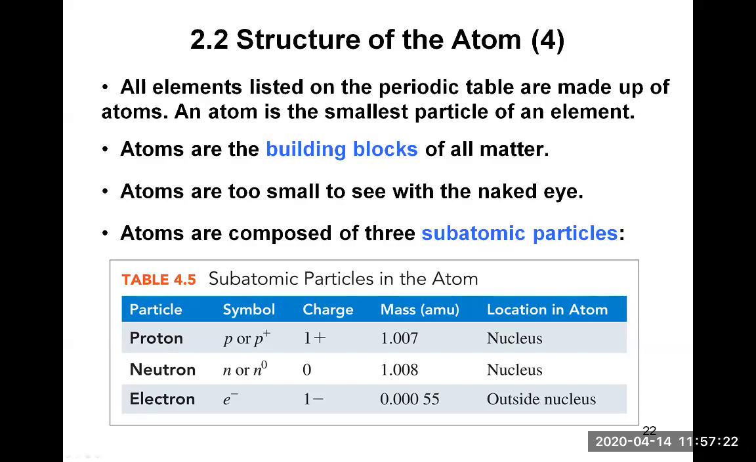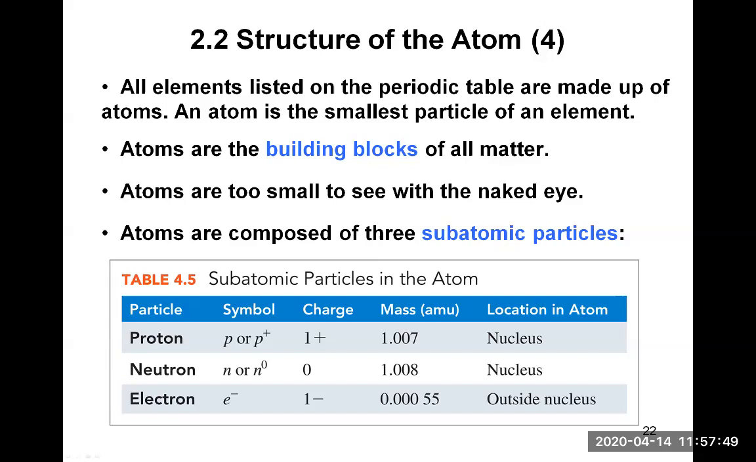Then there is the neutron. Neutron symbols are N or N0. The 0 reminds us that it is a neutral particle. It has no charge. The mass is very similar to the mass of a proton. It's about 1 atomic mass unit. And neutrons are also located in the nucleus.